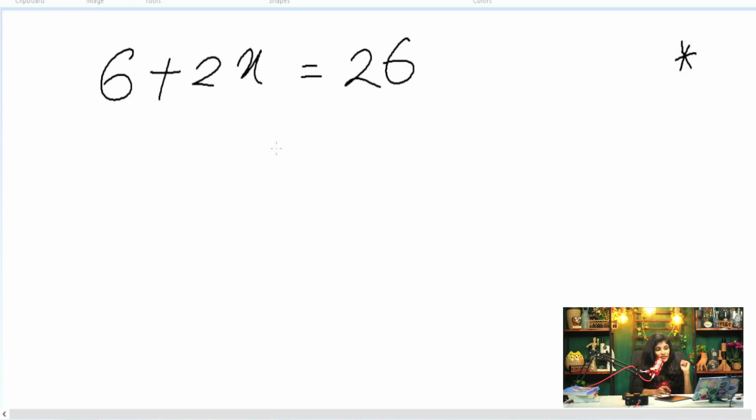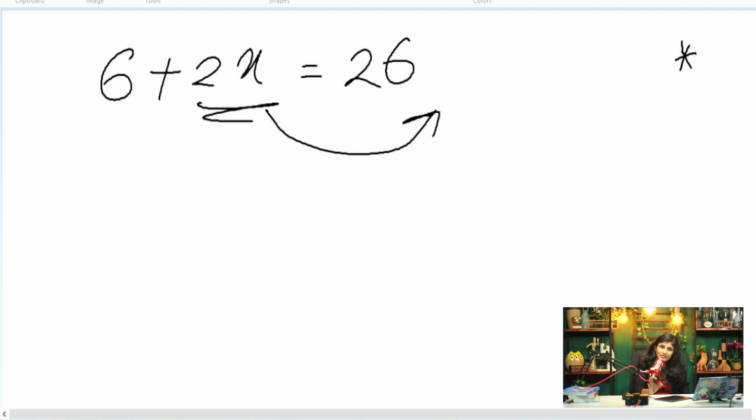Here, what I am trying to say is, if you carry this 2x to the other side, it will become negative when we switch the sides. So, if the x value is a negative value, then it will be a hassle for you. No need to do that.